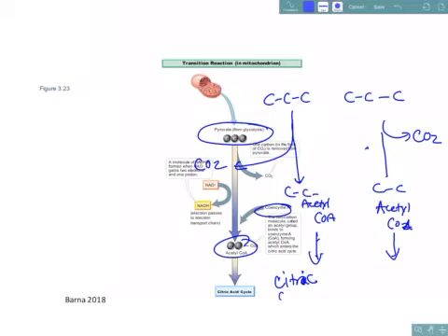Ooh, my handwriting is really bad. The citric acid cycle, sorry, it's late.